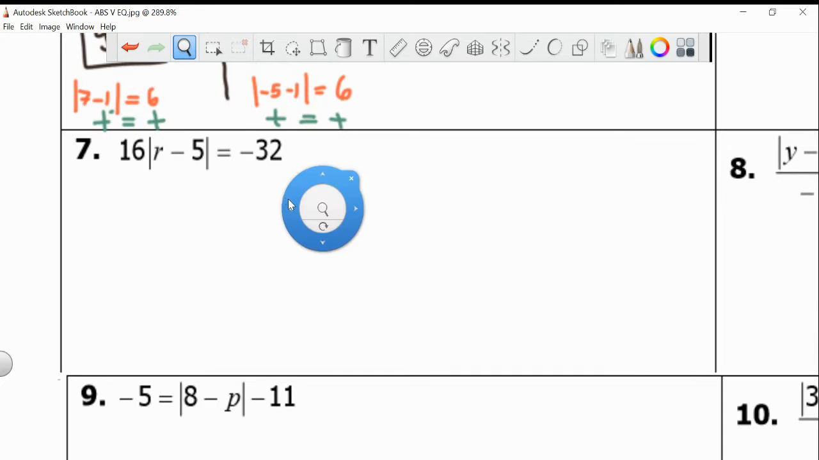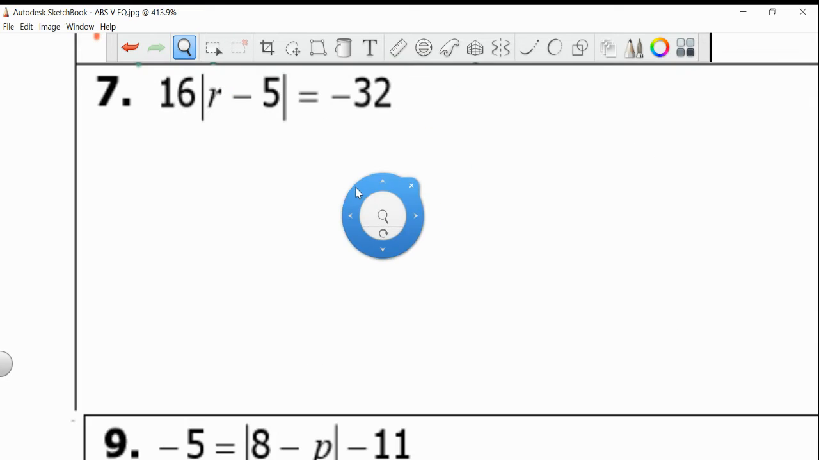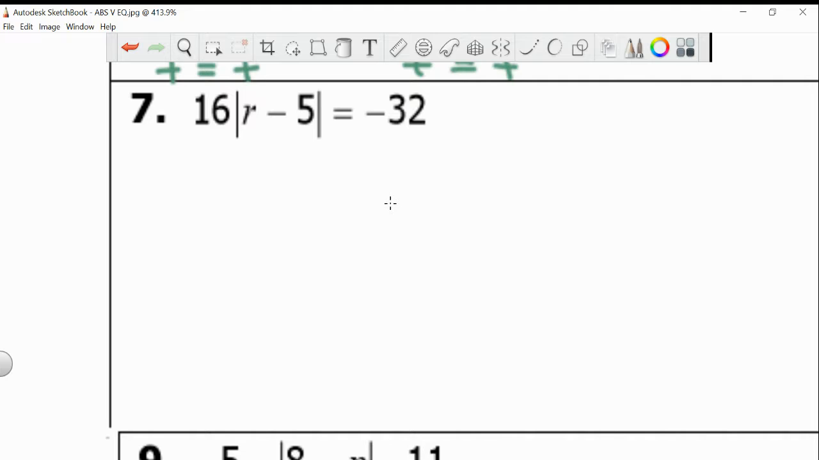Okay, now let's look at number 7. Again, moving pretty quickly. Are we isolated or not? Do we need anything to move? You guys tell me. Yeah, excellent job, my man Devin. Excellent job. 16's got to go.